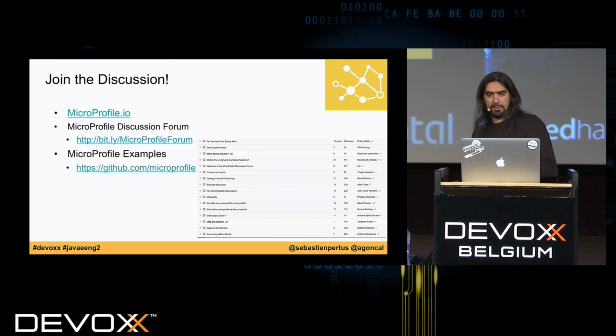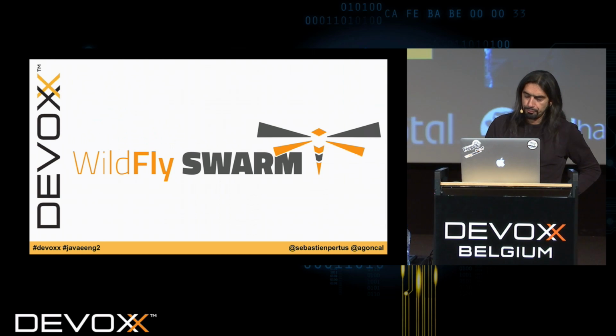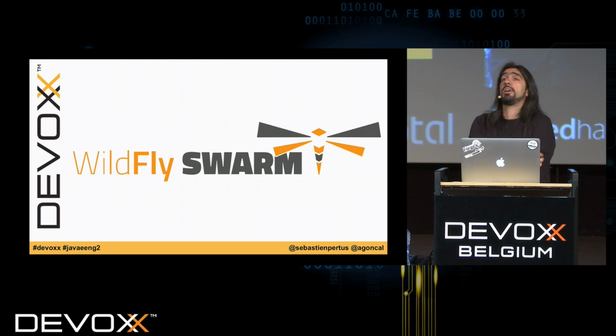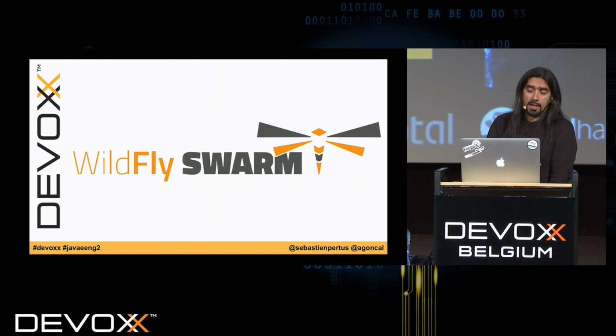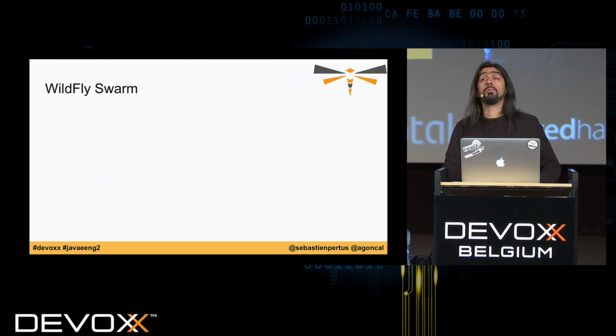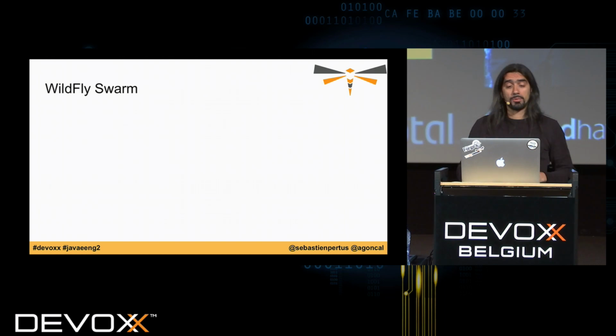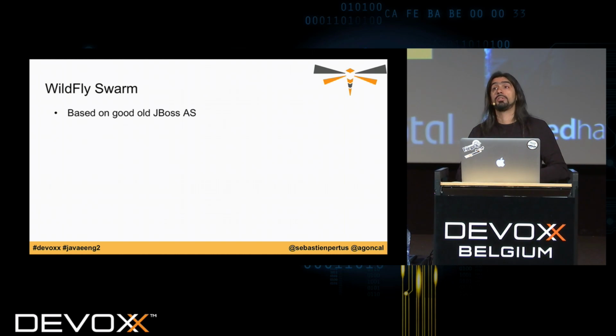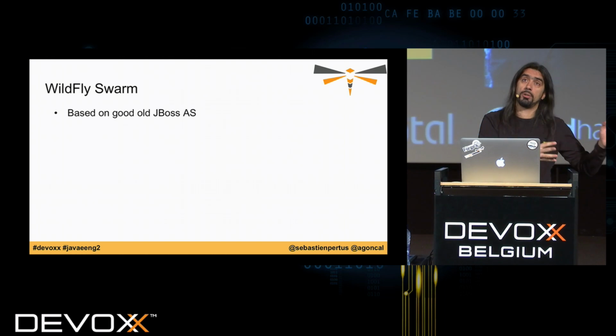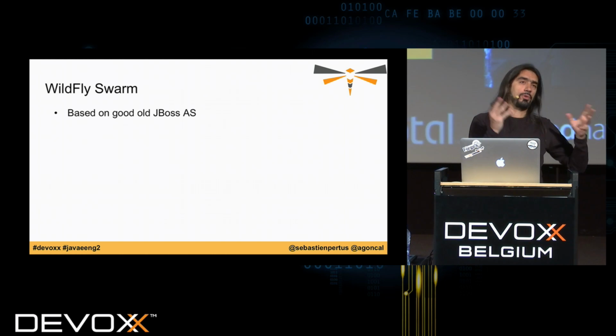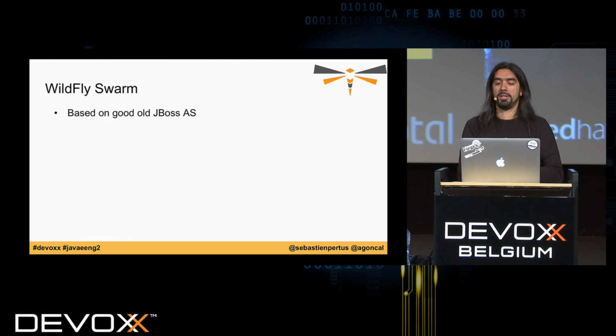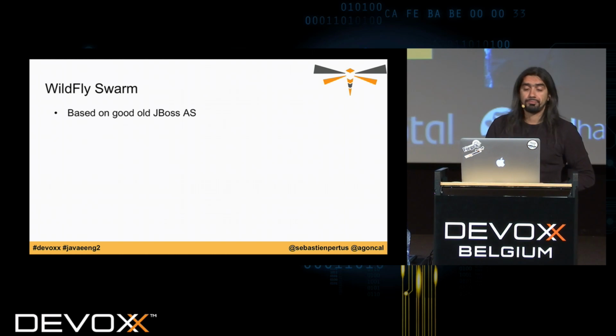So that was a lot of history about the MicroProfile that is quite brand new. How do we implement that? So as I said, there's several implementations of this MicroProfile. I'm going to use WildFly Swarm. So what is WildFly Swarm? Well, first of all, WildFly Swarm is based on a good old JBoss. So if you already know JBoss, if you've been working with that for many, many years, it's an easy move.